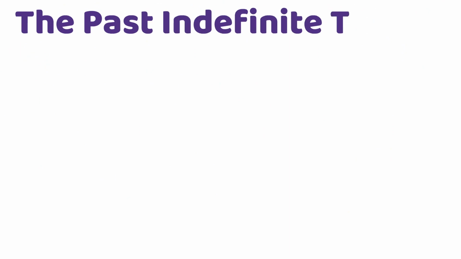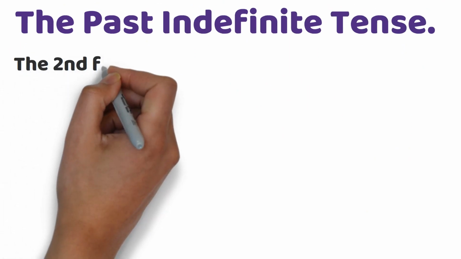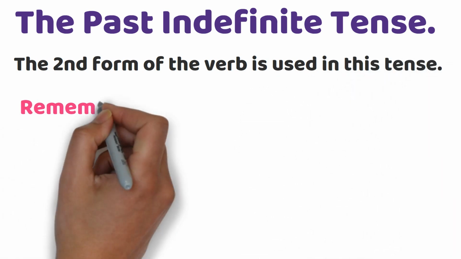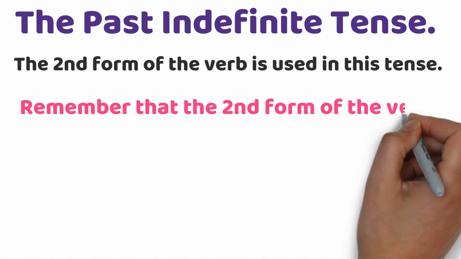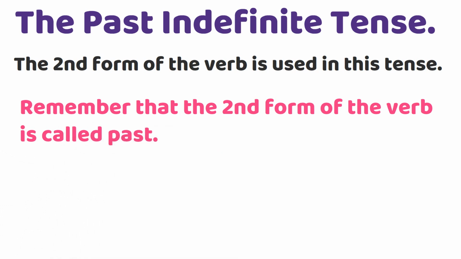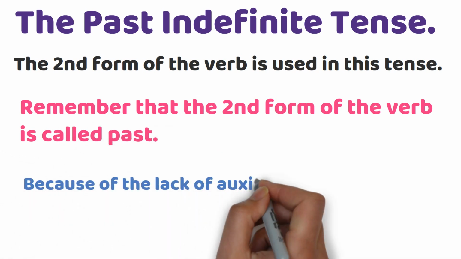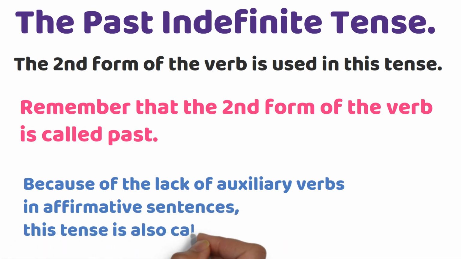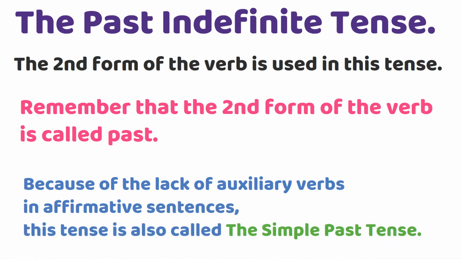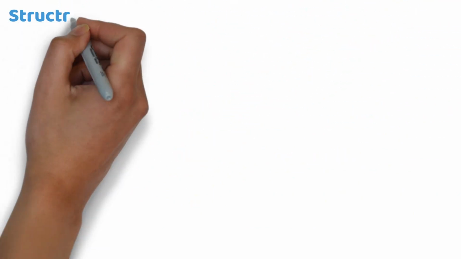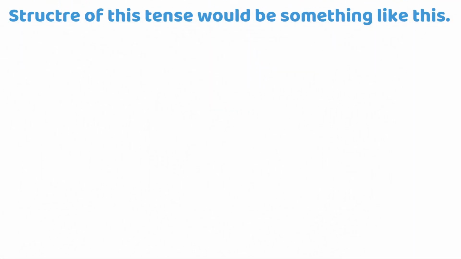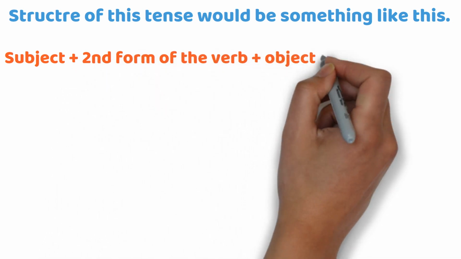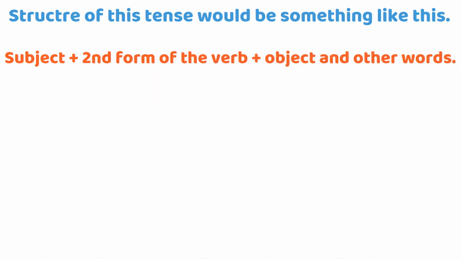The past indefinite tense. The second form of the verb is used in this tense. Remember that the second form of the verb is called past. Because of the lack of auxiliary verbs in affirmative sentences, this tense is also called the simple past tense. The structure of this tense would be something like this: subject plus second form of the verb plus object and other words.